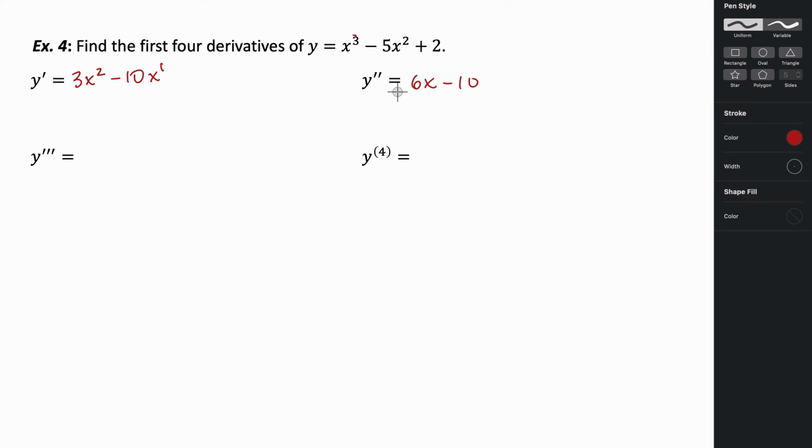To take the third derivative, we just take the derivative of this. So we're going to get just 6, because the negative 10 has a derivative of 0. And then the fourth derivative, we take the derivative of the third derivative to get 0, because the derivative of a constant is just 0. So these are the first four derivatives of our function y equals x cubed minus 5x squared plus 2.